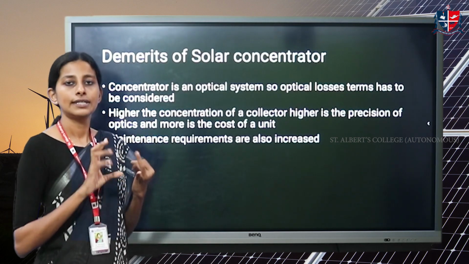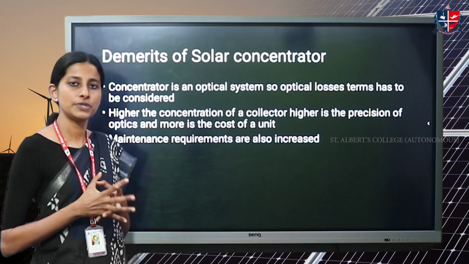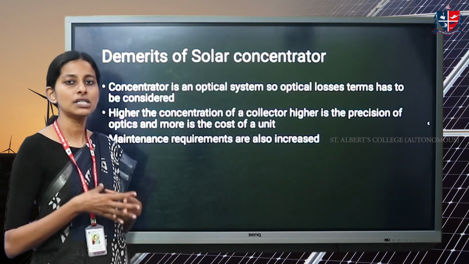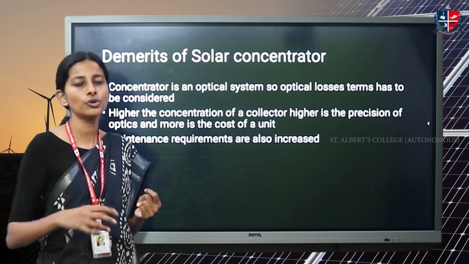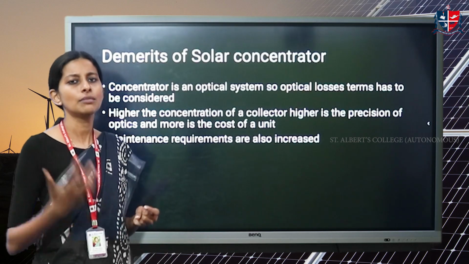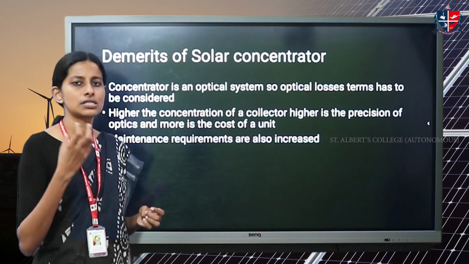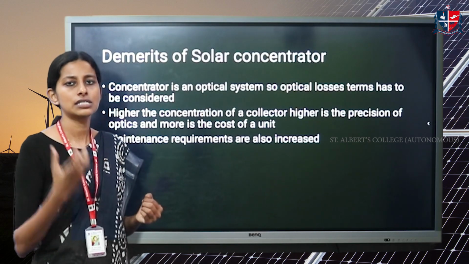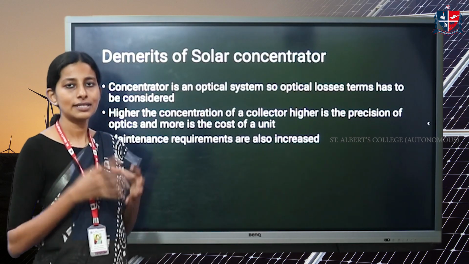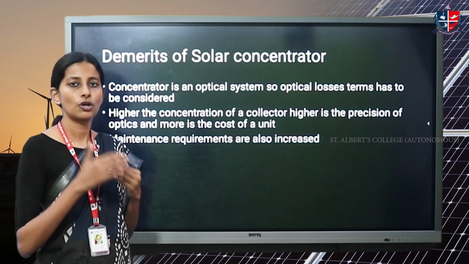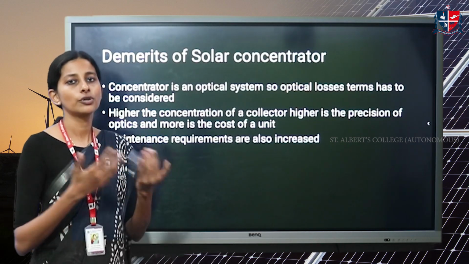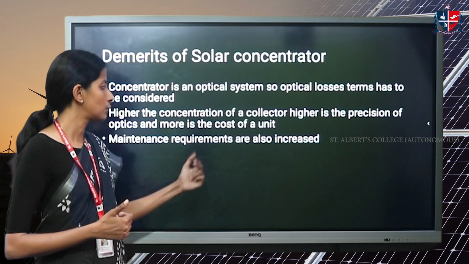Next thing is we are involving a lot of optics. These optics mean you are using lenses, mirrors, and it is always prone to optical losses. You need to continuously maintain it, because these optics, the lenses and mirrors, can easily get destroyed. So these things have to be always kept in check. The losses have to be always taken into analysis when you compute the efficiency. So that is another disadvantage.